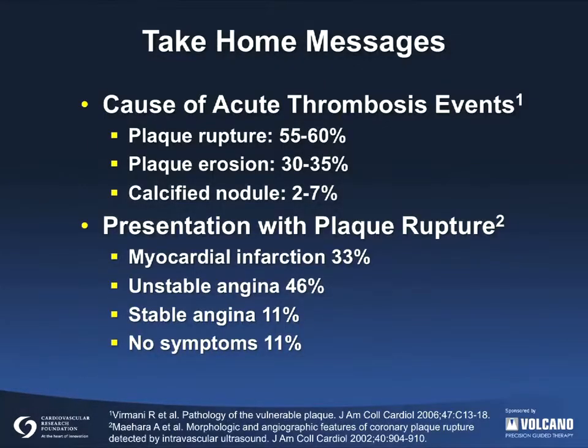From autopsy studies, the reported causes of acute coronary thrombosis include plaque rupture in approximately 55 to 60%, plaque erosion in approximately 30 to 35%, and calcified nodule in approximately 2 to 7%. Plaque ruptures can be observed in patients with myocardial infarction, unstable angina, or even stable angina and without symptoms.